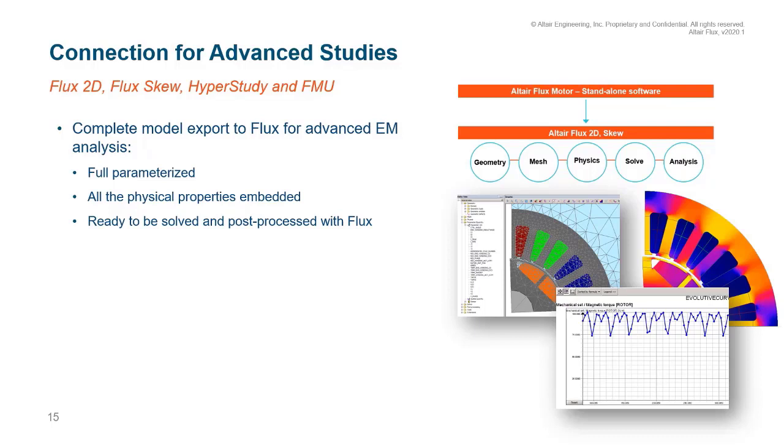In this case, the model will be fully parameterized in Flux. All the physical properties defined in Flux Motor will be embedded, and the model is ready to be solved and post-processed in Flux without anything defined by the user. So in a way, you can think of Flux Motor also as a preprocessor for Flux.